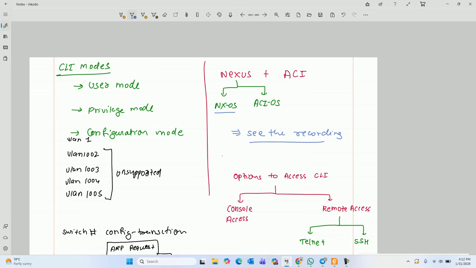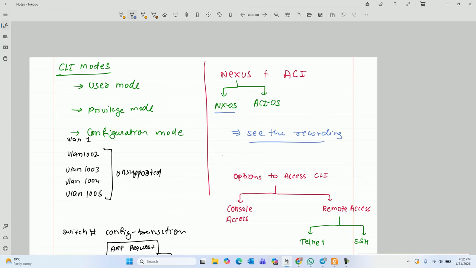Let's say if you have 10 Nexus switches, you'll configure Nexus 1, then go to Nexus 2, then Nexus 3, then Nexus 4. But that's not a scalable format because in data center networks, we can have hundreds of Nexus switches. So I can't manage them one by one. I always want a centralized controller.